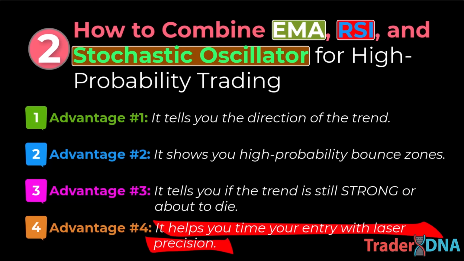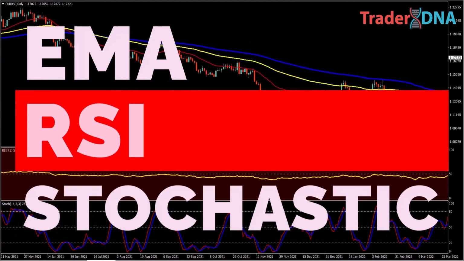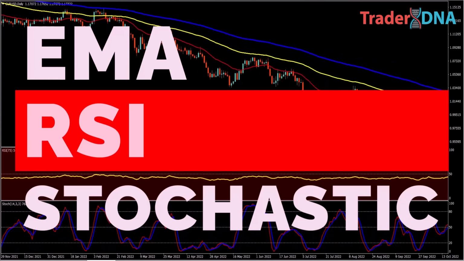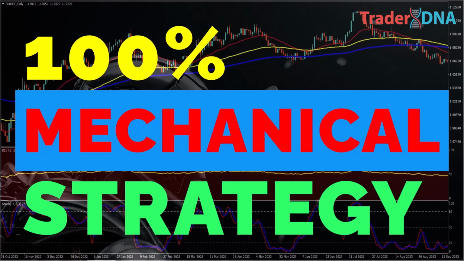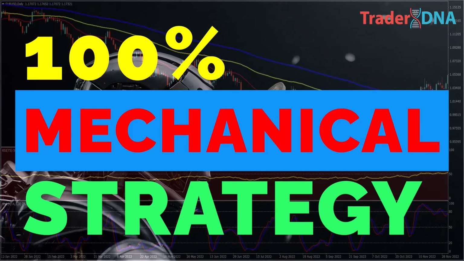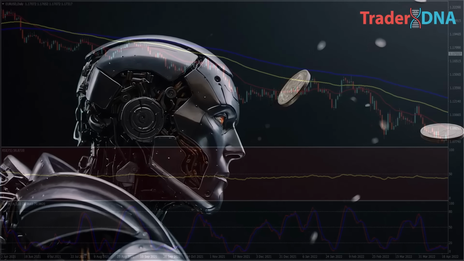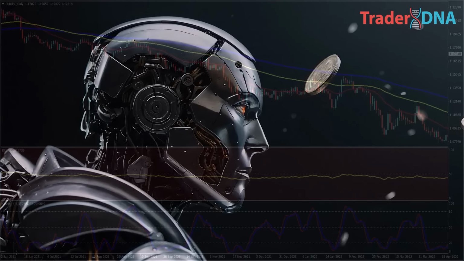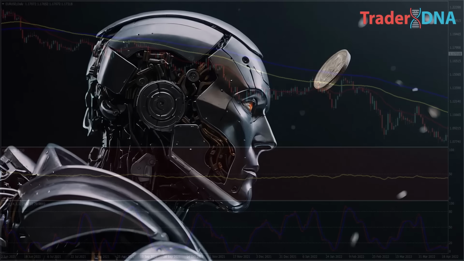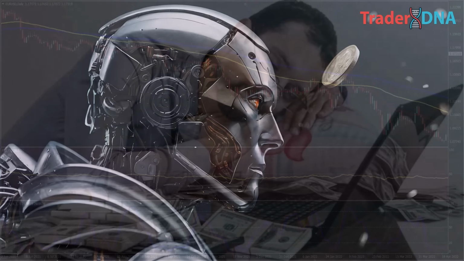When these 3 indicators line up, you're not just hoping for a good trade, you're catching the market when it's at its sweetest spot. That's when professional traders strike, and now, so can you. This strategy is 100% mechanical. That means it's completely objective. No emotions, no I think it's going to go up nonsense. It's pure data, pure rules, pure logic. And that's why you can literally plug this into a trading robot or expert advisor and let it trade for you. Yep, even while you're asleep or out getting pizza.